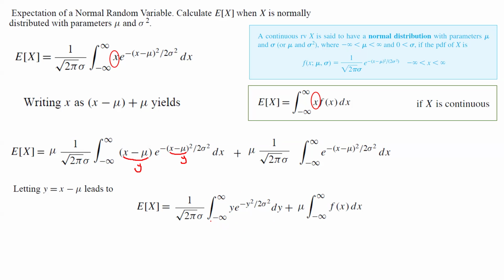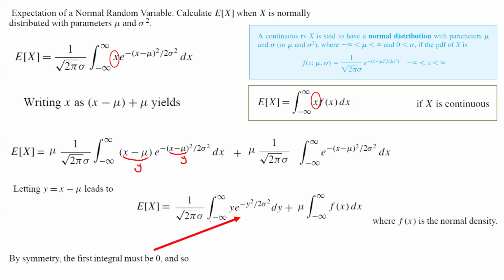Plus mu times the integral of f of x dx. f is the normal density function. So the first integral becomes 0. And the second integral is mu times 1. So you get mu back. So again, remember that the integral of f of x, when x ranges from negative infinity to infinity, is the area below the curve, which is 100% or 1. So you have 1 times mu, which is mu.